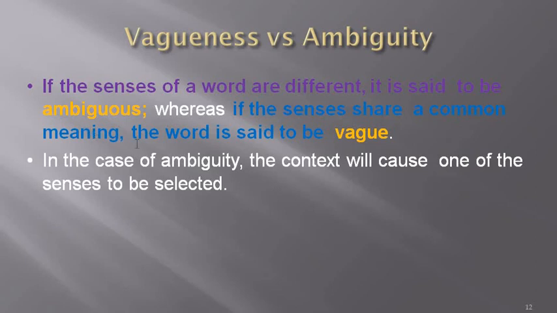So, vagueness versus ambiguity. Basically, if the senses of the word are different, it is said to be ambiguous. Whereas if the senses share a common meaning, the word is said to be vague because the senses are similar. In the case of ambiguity, the context will cause one of the senses to be selected, and after that we will be able to understand the meaning of the word.